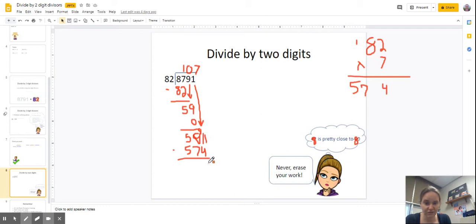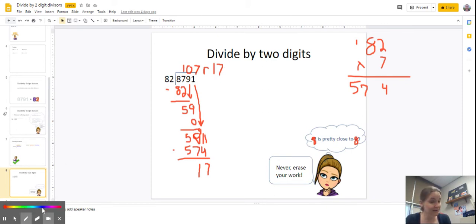11 minus 4 equals 7. 8 minus 7 equals 1. And 5 minus 5 is 0. Is 17 smaller than 82? Of course it is. We're doing great. Do I have any more numbers to bring down? No. So my answer, I can't forget to put the remainder, 17. Okay, so my answer is 107, remainder 17.